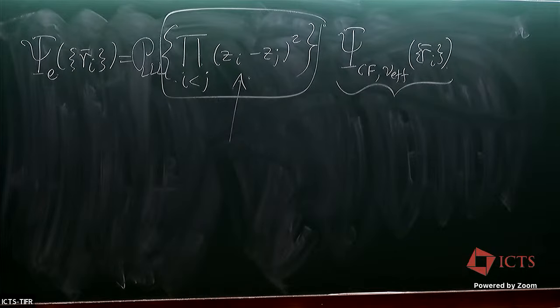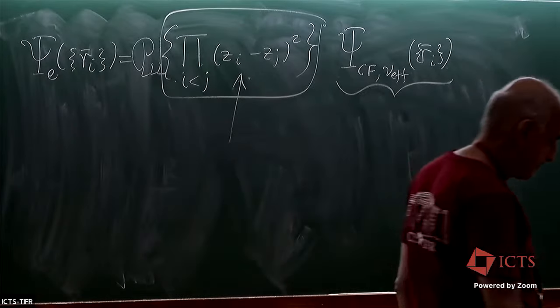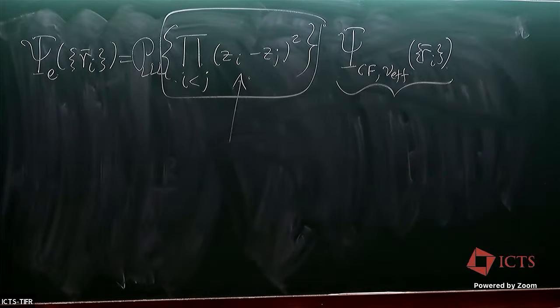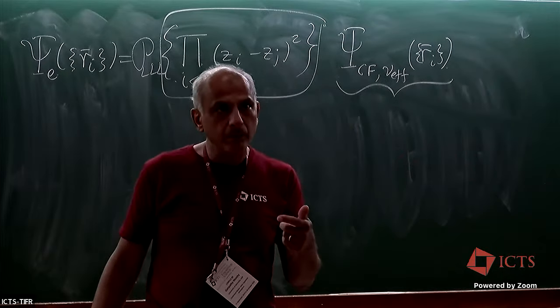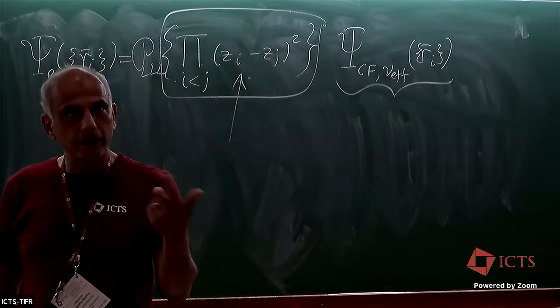Another question: when we have integer filling, we ignore the Coulomb interaction in that case, but the particles between themselves feel the Coulomb interaction, right? So why do we ignore it? We don't ignore it. We ignore it as a first step. Then we take it into account at the next step.